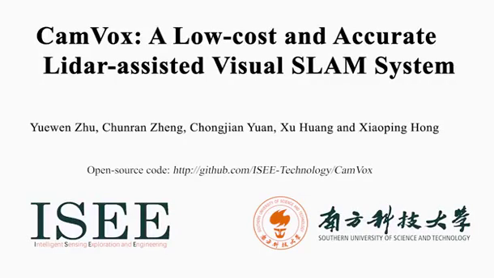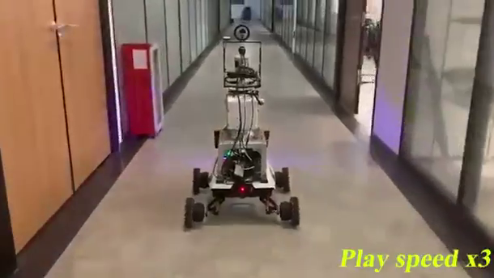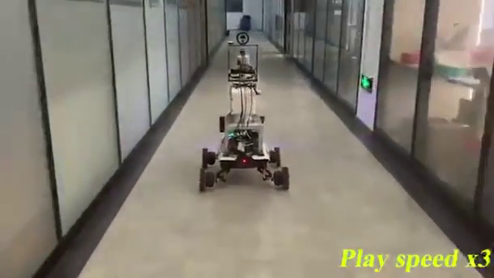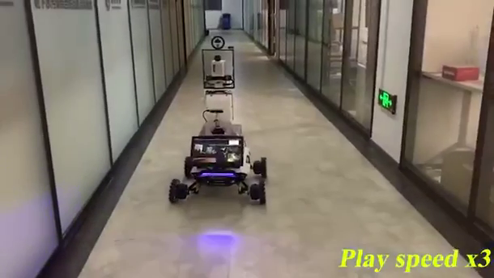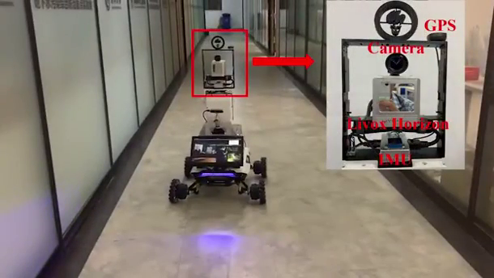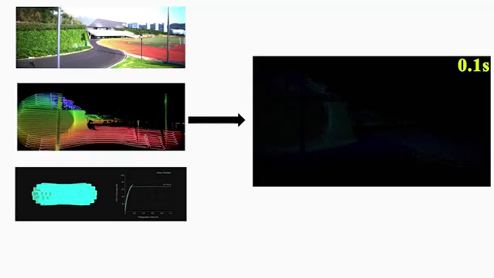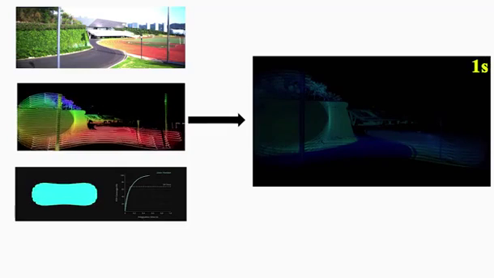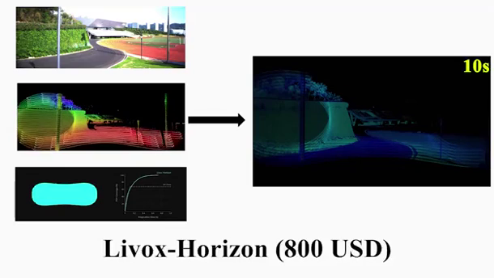We are going to introduce our SLAM system, CamVox. First, we are going to talk about our hardware system with a low-cost LiDAR, which mainly consists of GPS, IMU, Livox Horizon, and the camera. You can see that the FOV coverage of Horizon has exceeded the traditional mechanical LiDAR when scanning for more than 0.2 seconds, while it only costs about $800.